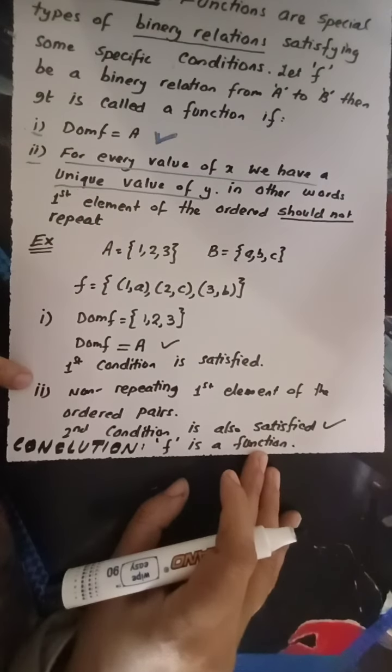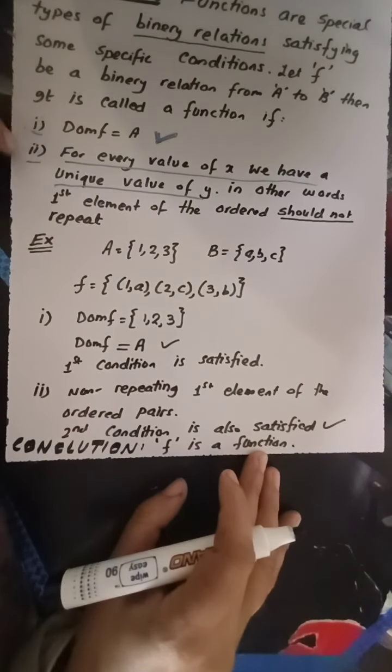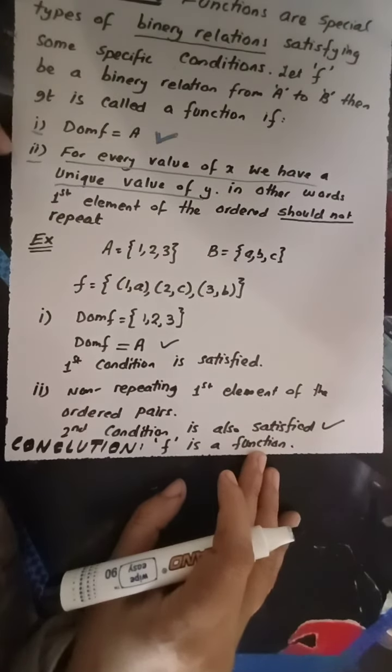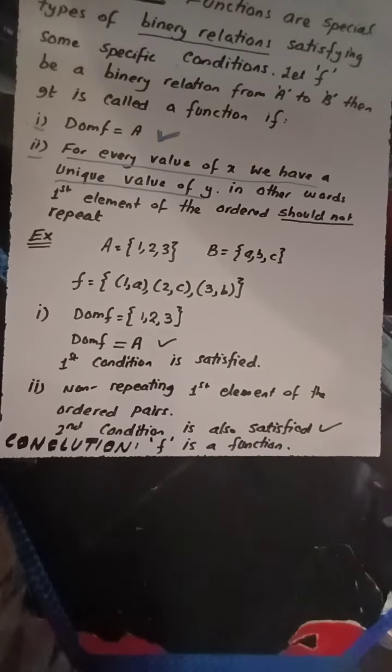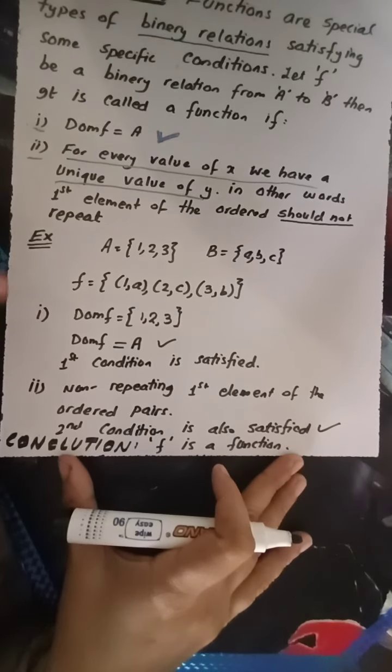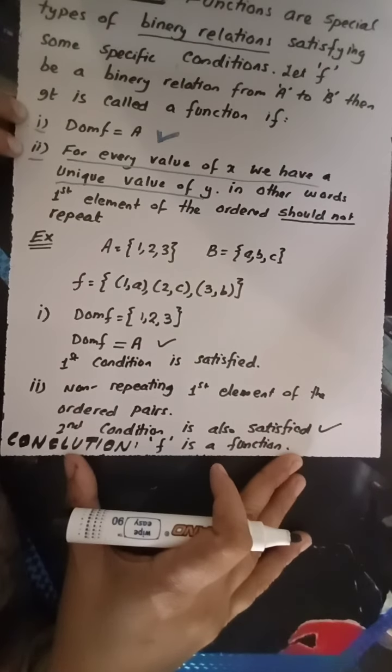You don't need to check the second condition then, because both these conditions should be satisfied at the same time if your binary relation is a function. Okay, if one of these conditions is satisfied and the other is not, then it will not be a function. Okay, you need both the conditions to be satisfied for a binary relation to become a function.